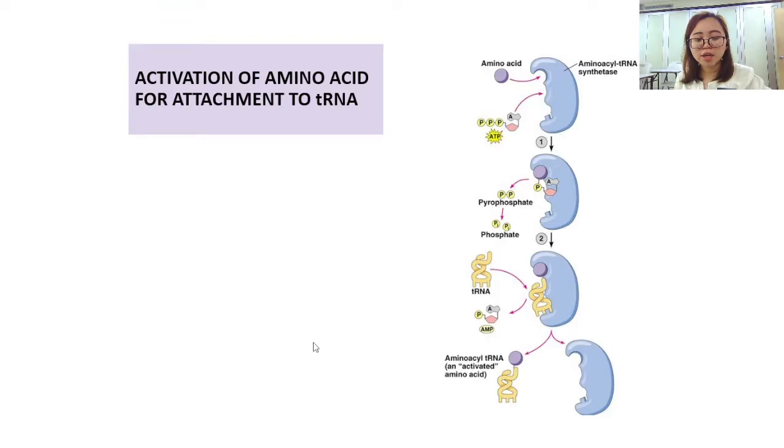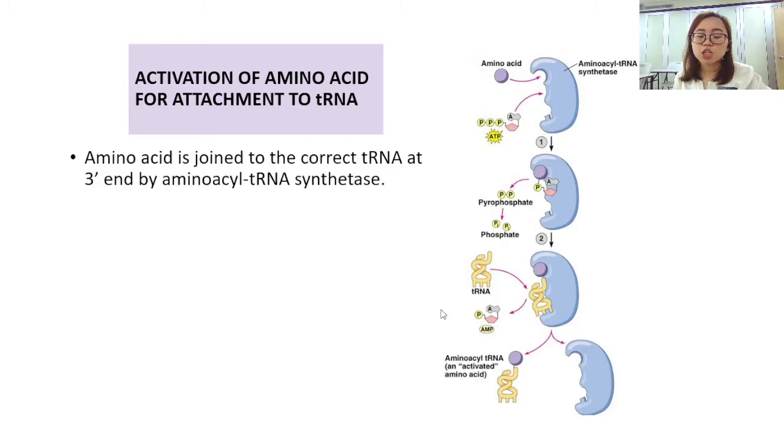Okay, before we can go on and talk about translation, we need to talk about activation of amino acid for attachment to tRNA. So, macam mana amino acid itu digabungkan atau dilekatkan kepada tRNA? Dia perlukan satu enzim untuk bantu dia. Amino acid is joined to the correct tRNA at the 3' end by an enzyme called amino acyl tRNA synthetase. Amino acyl tRNA synthetase. Tukang kasih sambung amino acyl kepada tRNA.